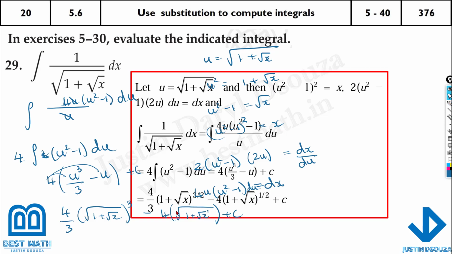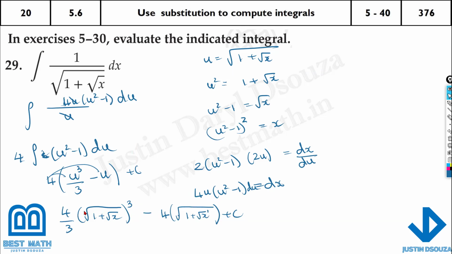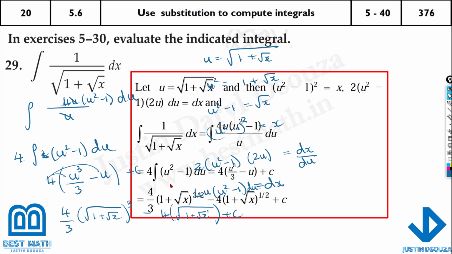Let's look into the answer. Yeah, it's 4/3. Now they have written by 2. Why is that? Because I've written square root. That's absolutely fine. You can write the next step divided by 3 by 2. It's up to you. Here they have written the answer as 4/3.